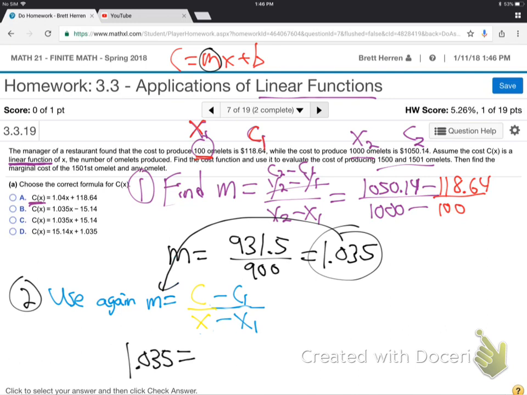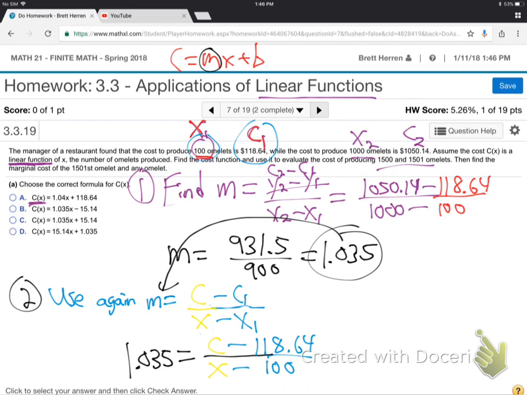1.035. And the plain C and the plain X will just stay as they are. And then what goes in the back? Well, C1, X1. Here's C1. We're going to use it again. 118.64 over X1, which is 100.